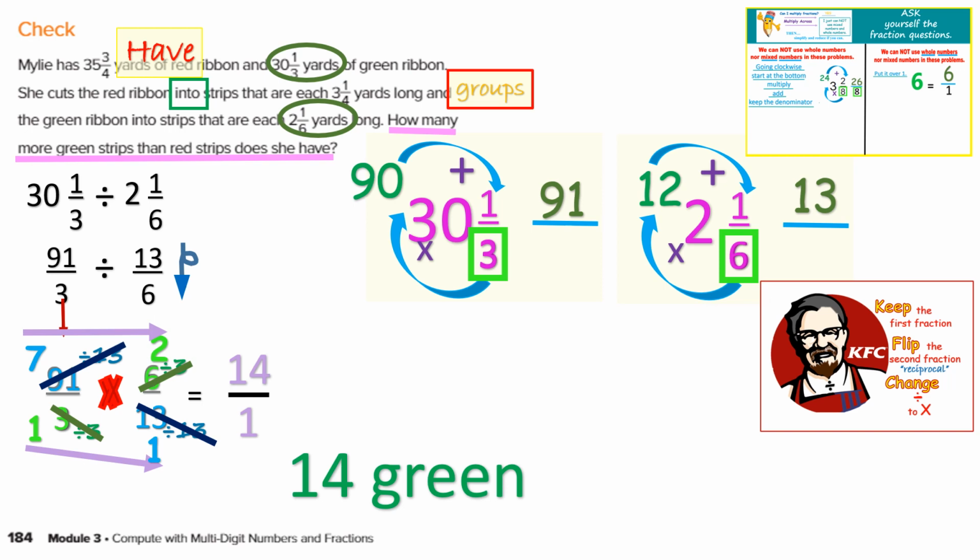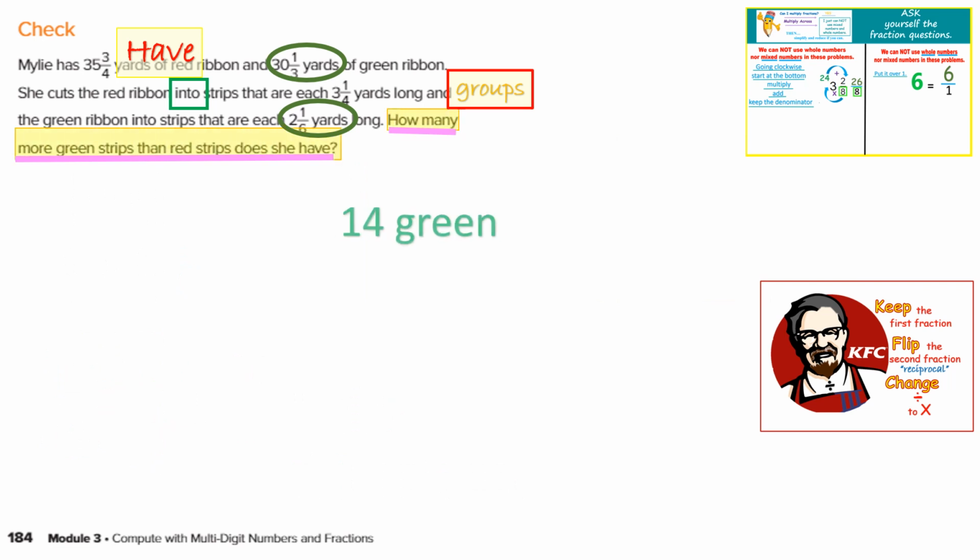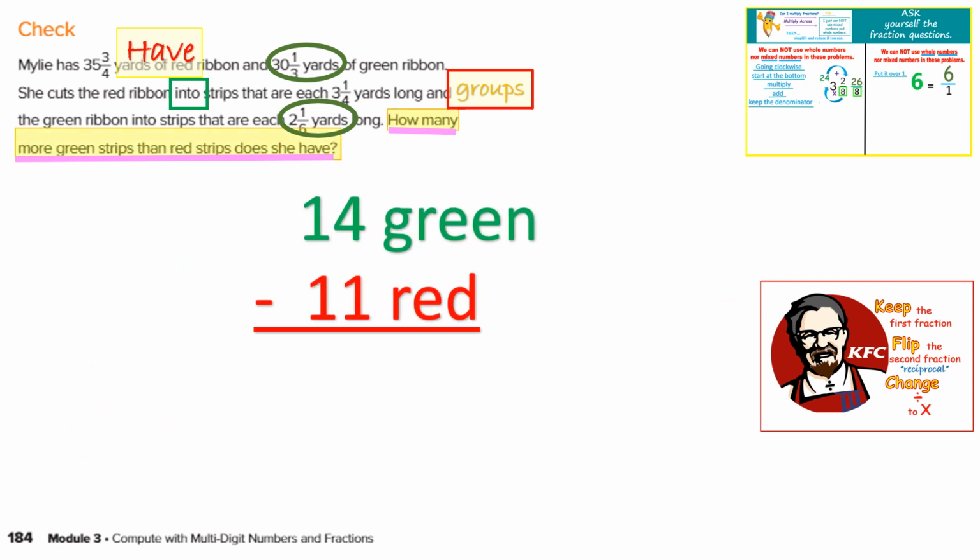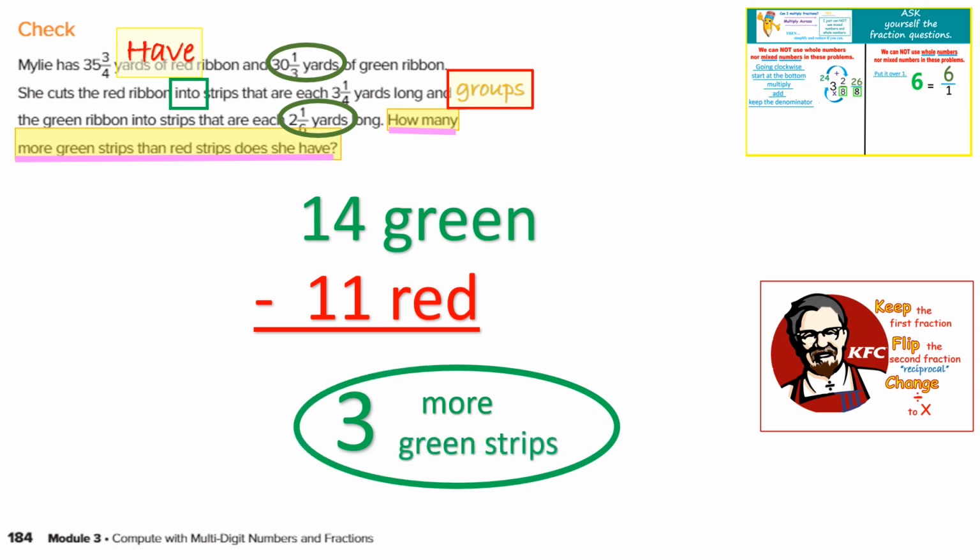And that's still not my answer, because my question is, how many more green strips do we have than red? So in order to do that, I have to subtract them. So if I have my 14 green strips and I take 11 red from it, then I know that I have 3. 3 what? Strips. Now, that's all I need as your answer, but if you want to be more specific, you're more than welcome to be more specific. You can say 3 more strips, or you can say 3 more green strips. As long as you get to the right answer, that's what I care about.